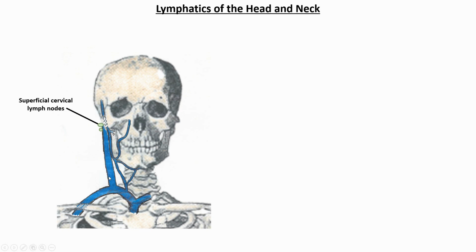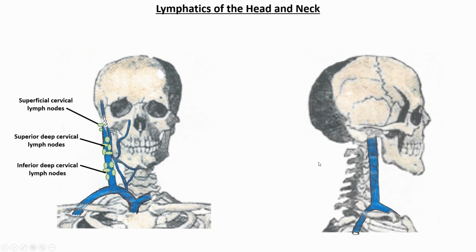The head and neck lymphatics are also going to involve parallels to the vessels. So running along the jugular set of veins, we've got our external jugular vein here, anterior jugular vein here, and our internal jugular vein here, with superficial cervical lymph nodes on its lateral side. Then we have a group of superior deep cervical lymph nodes and inferior deep cervical lymph nodes. And as the lymphatic fluid from the head and neck drains down, it's going to pass through these nodes.